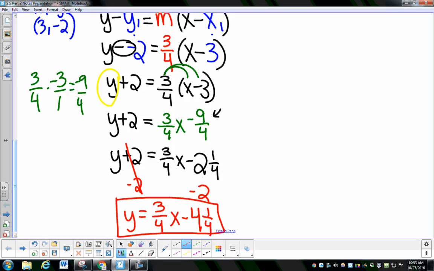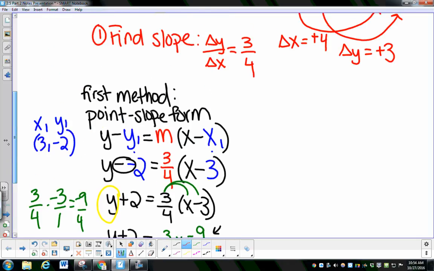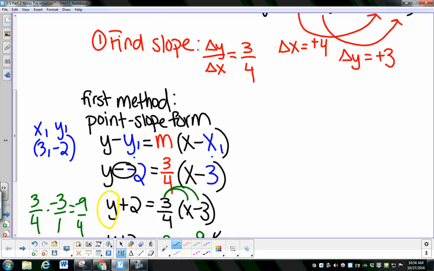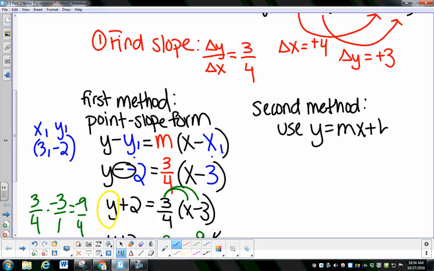Another way of getting that equation into slope-intercept form would be to use slope-intercept form from the first place. So I'm going to scroll back up and do that as a different method. So our second method is to use slope-intercept form, which is y equals mx plus b. And we talked about this in the notes yesterday.